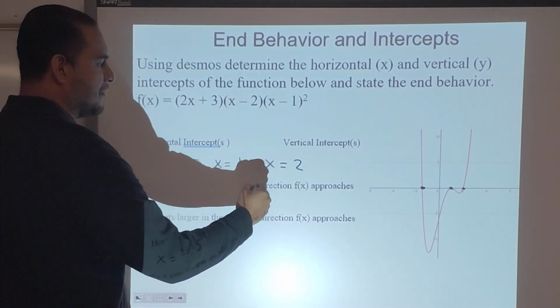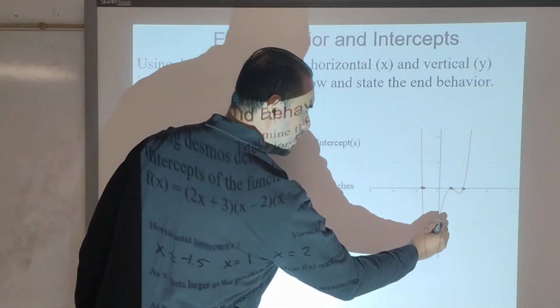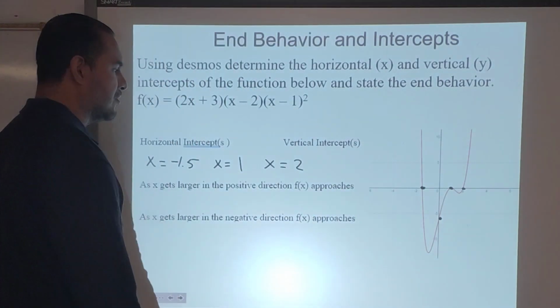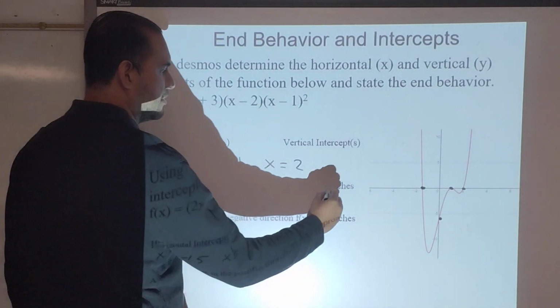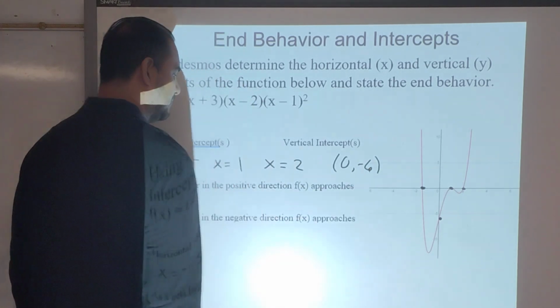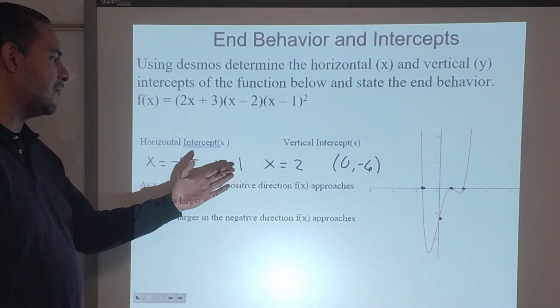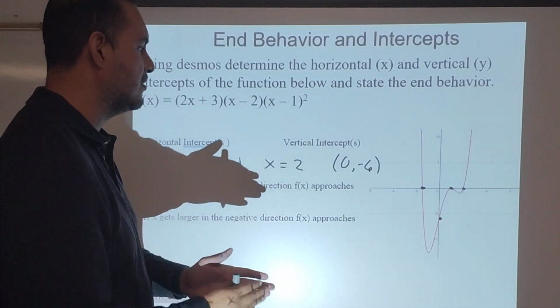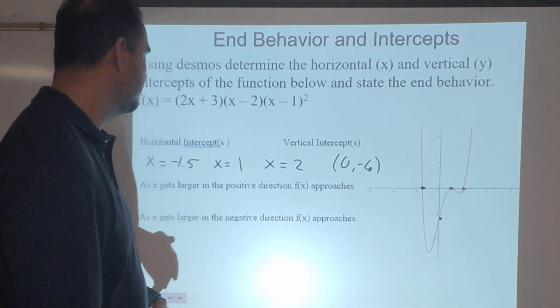Now the vertical intercepts are the y-intercepts, which happens to be right here. And that y-intercept is at the point 0, negative 6. Okay, so we have three horizontal intercepts at x equals negative 1.5, 1, and 2, and a vertical intercept at 0, negative 6. Right here, again, you click on Desmos to find out.